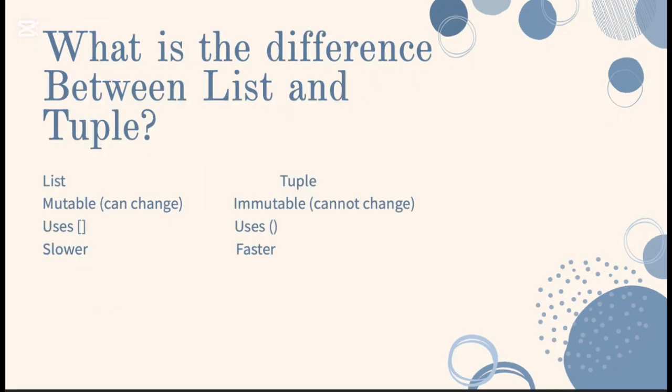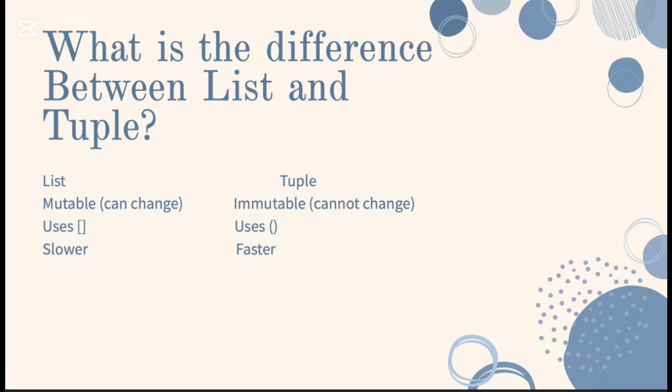In the previous question, when we were defining data types, we mentioned a list and a tuple among them. So what is the difference between a list and a tuple? This one comes up a lot. The simplest way we can define both of them is a list is mutable. That means you can change the data, while a tuple is immutable, meaning you cannot alter the data. Also, a list uses square brackets, while a tuple uses round brackets. Lists are slower compared to tuples, which are faster.